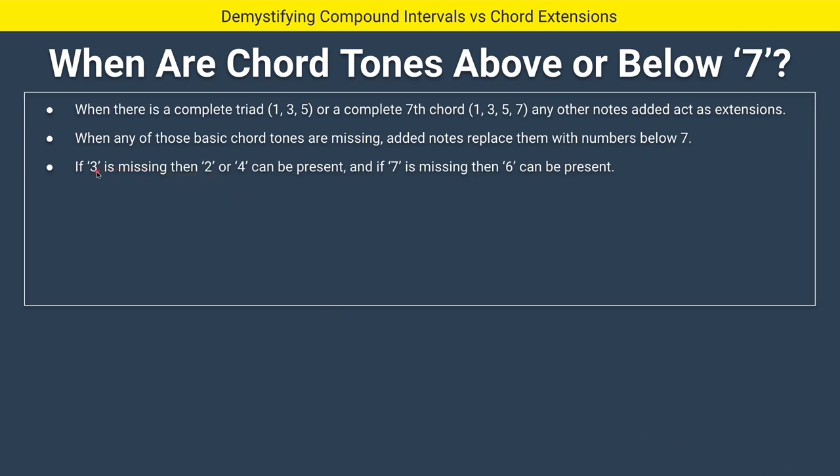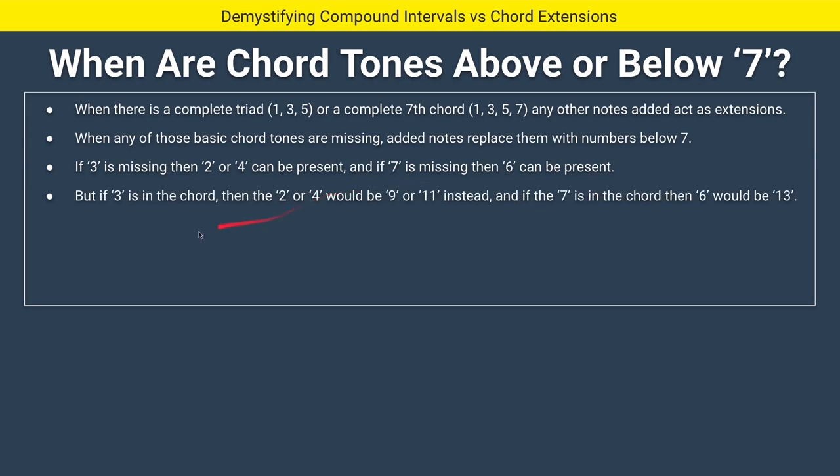So if the 3 is missing, then 2 is not 9, it's 2. And 4 is not 11, it's 4. If the 3 is there, then 2 is 9 and 4 is 11. If the 7 is missing, then 6 is actually just 6. It's taking the role of 7. But if 3 is in the chord, then the 2 or 4 would be 9 or 11, which is what I just said. And if the 7 is in the chord, the 6 would be 13. So if 7 is taken up, 6 is 13.